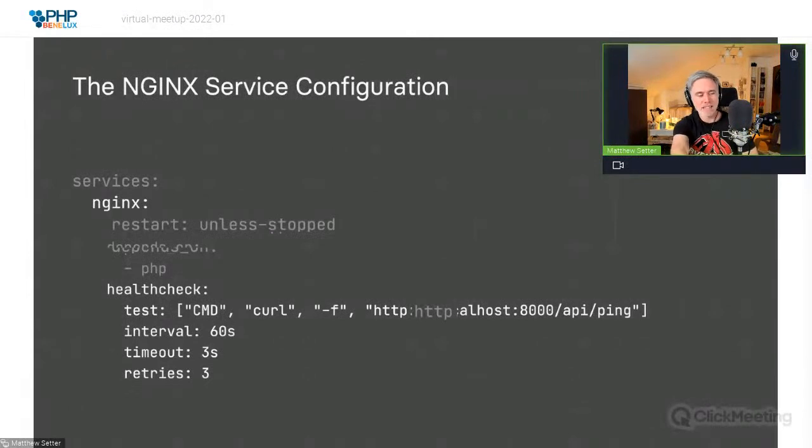So looking at the 4 options to the health check, the health check makes up to 3, in this case, curl requests to that endpoint every 60 seconds, allowing for a 3-second timeout. If 3 attempts to the endpoint fail, the container is considered unhealthy and is restarted.